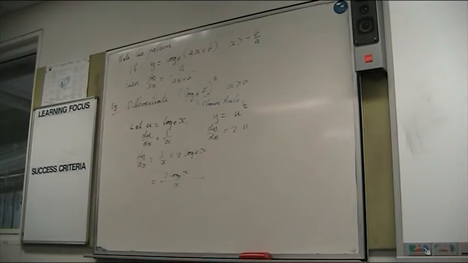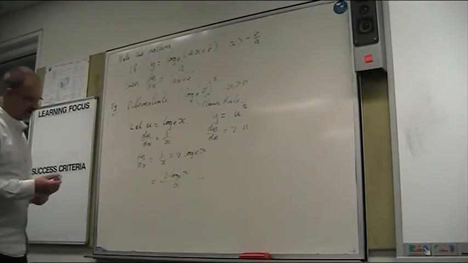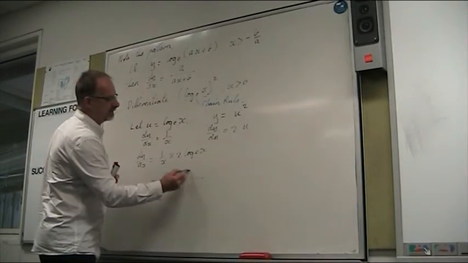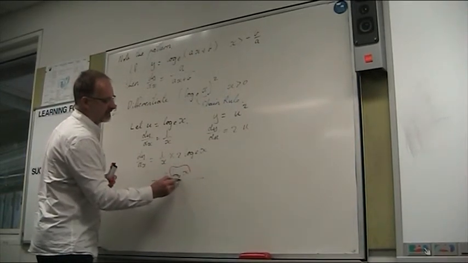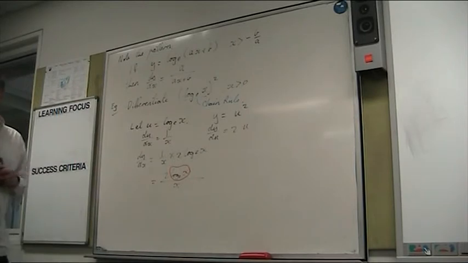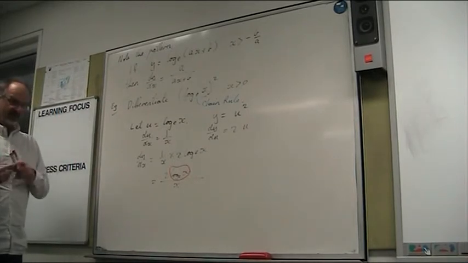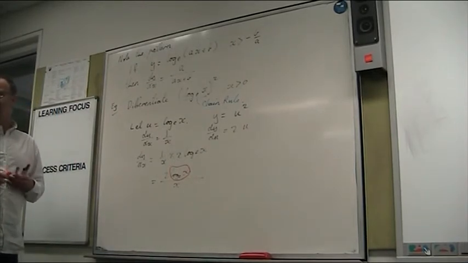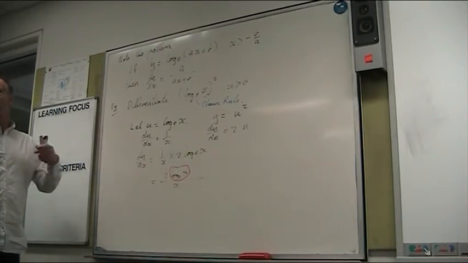Why can't you cancel out the x? You can't cancel out the x's because this is all connected together, and that's log to the base e of x. It's not log e times x, it's log to the base e of x.